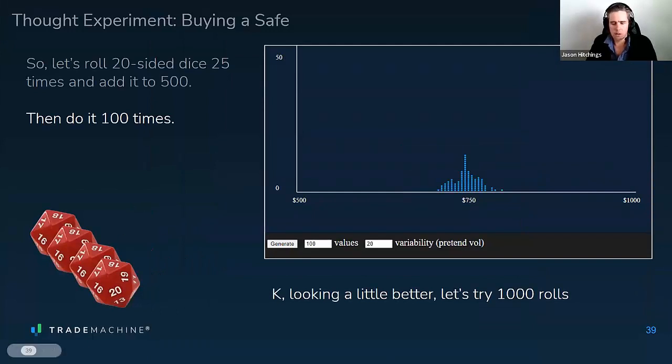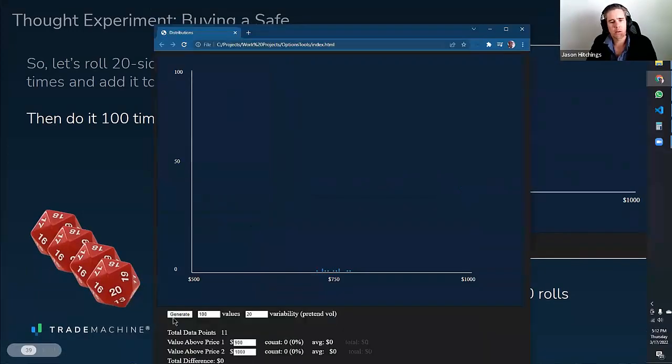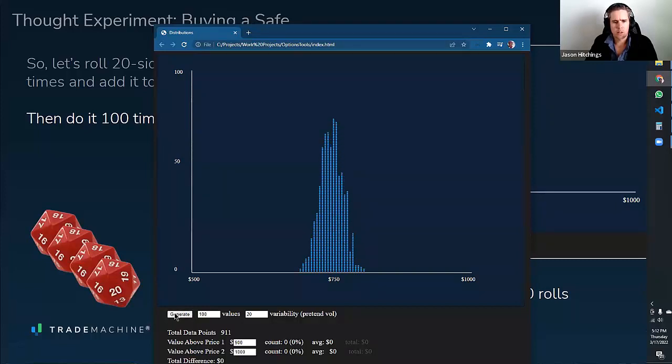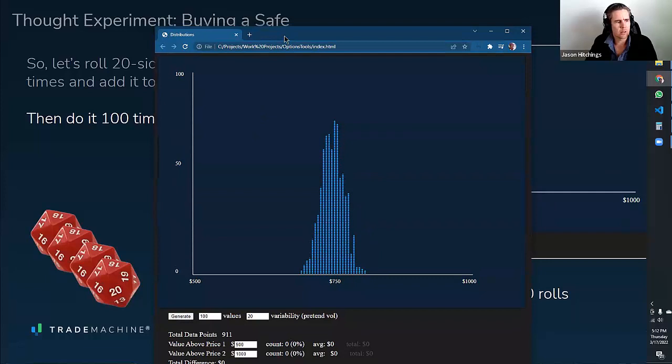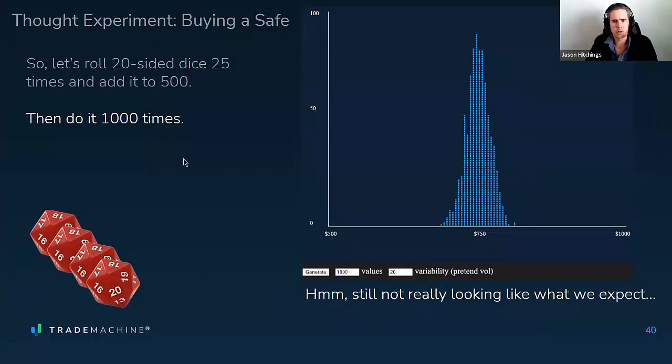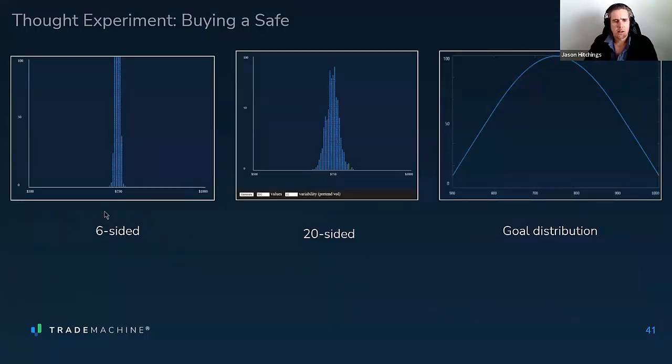If we do it 100 times, then we start seeing some kind of shape forming. We can just do it more and more times, and we can see that the shape is continuing to form. It's a little more spread out than the last one, but it still seems pretty focused in the middle. So when we had a 6-sided dice, the distribution was really concentrated in the center. When we had a 20-sided dice, it was a little more spread out, but it sure doesn't look like our goal distribution that we said the safe would contain.